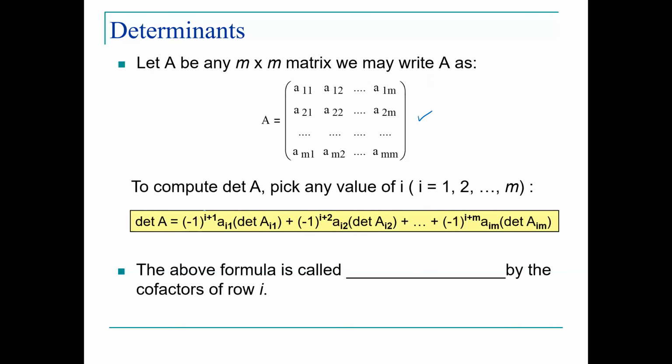so the i values are really important now, minus 1 to the power of i plus 1, Ai1, the determinant of Ai1, plus the same expression, but now we are adding 2 instead of 1. And then we continue incrementing that value up to m. So in this case, this is 2, this is 2. In this case, this is m, and this is m. The above formula is called the expansion of determinant A by cofactors of row i.